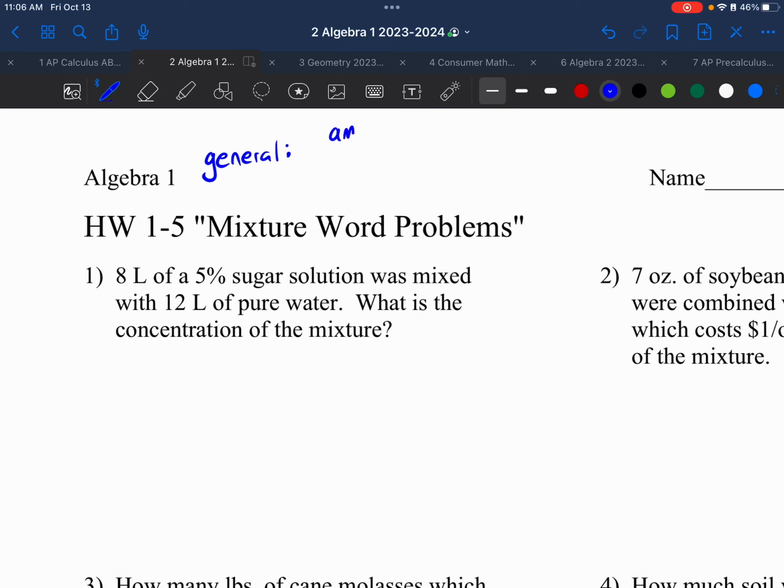We'll have amount 1 times a percent, or it could be a cost 1, plus amount 2 times the percent 2. All of this will be divided by the two amounts added together, so amount 1 plus the amount 2. What will happen here, this will give us our final percent.